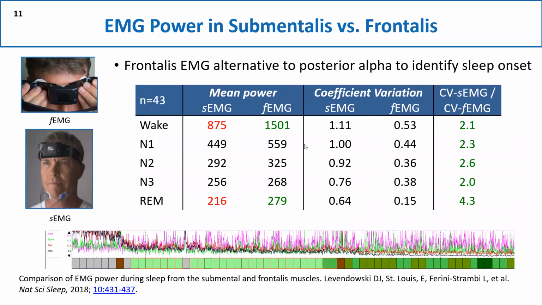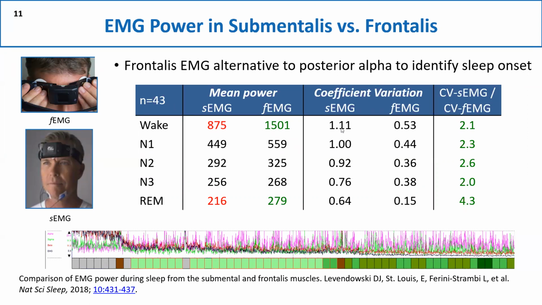Now, even more so, it's not just the power, but it's also the variability across all of the people and all of the epochs. So here, by way of example, I'm showing you that the average EMG power during wake across these 43 subjects was 875 units. However, the standard deviation around this value was well over that. So the coefficient of variation is 1.1.